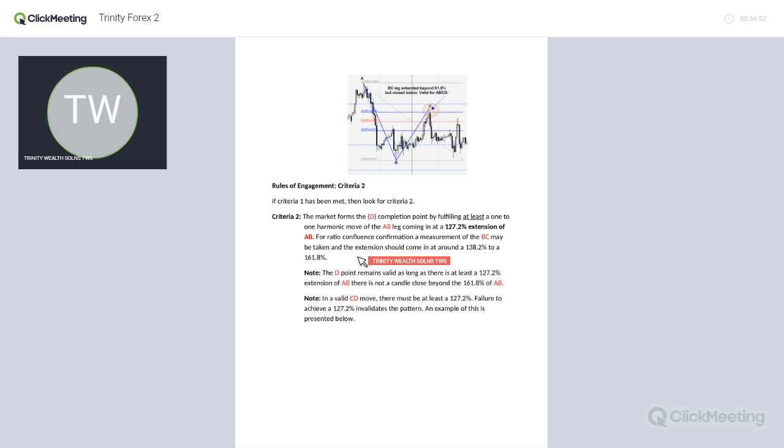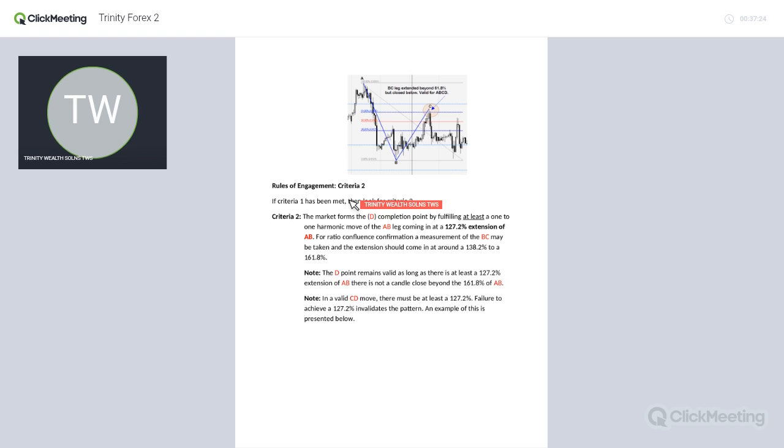So please note the D point remains valid as long as there is at least a 127.2% extension of AB and there is not a candle close beyond the 161.8% of AB. In a valid CD move, there must be at least a 127.2%. Failure to achieve this invalidates the pattern. An example of this is presented below.